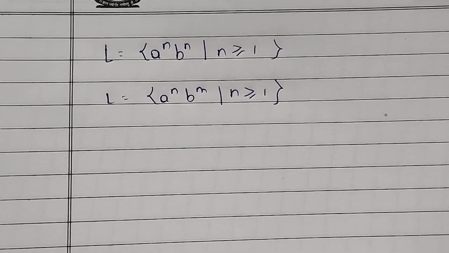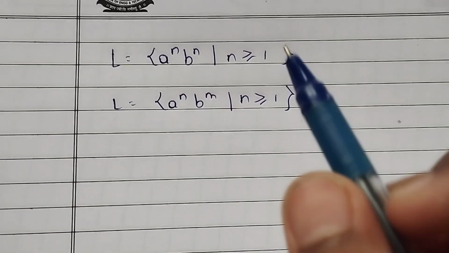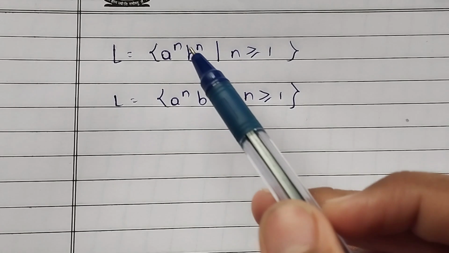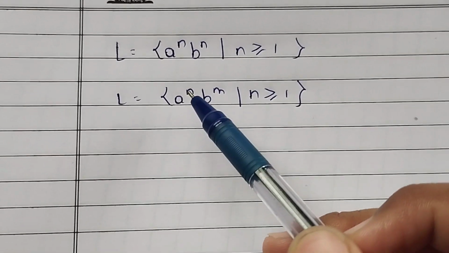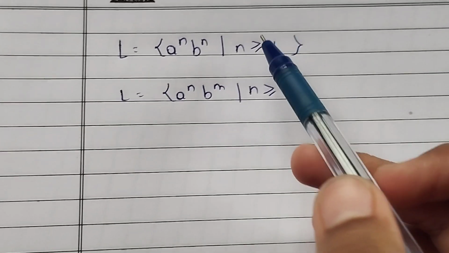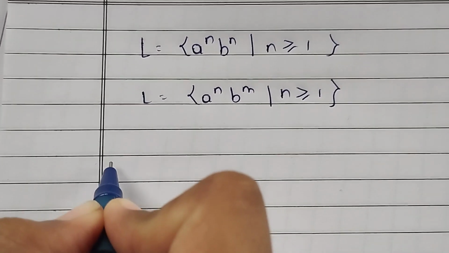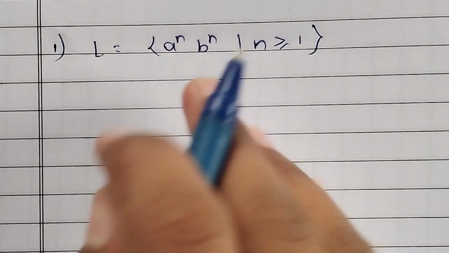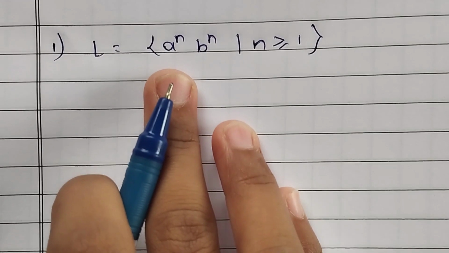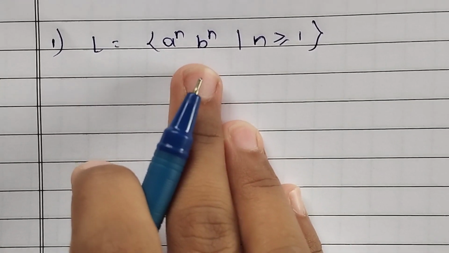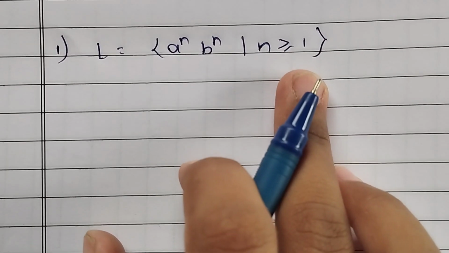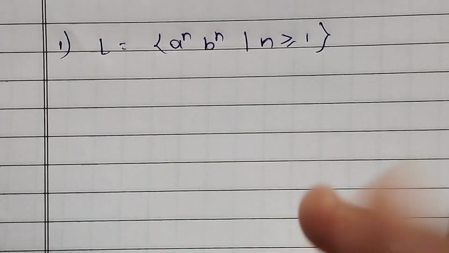Hello everyone, in this video we cover the languages a raised to n, b raised to n, and a raised to n, b raised to m, and for those two languages we draw the PDA. So let's start. First we draw the PDA for this language: a raised to n, b raised to n, where n is greater than or equal to 1.